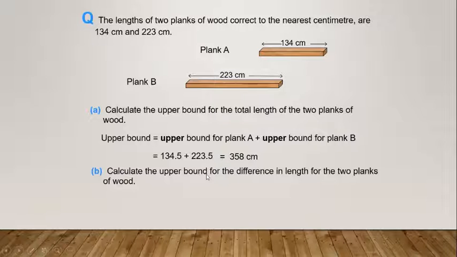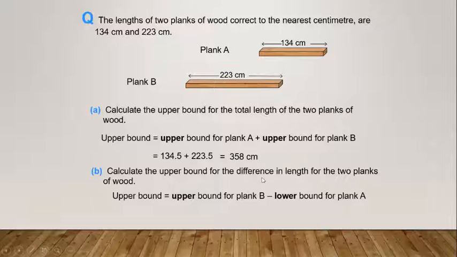You are asked to calculate the upper bound for the difference. Now when we are talking of the upper bound for the difference, we talk of the maximum difference. So very important, be attentive here, children. The upper bound for plank B minus the lower bound for plank A. If we are subtracting the lower bound for plank A, only then are we going to get the maximum difference. So when calculating the upper bound for the difference in length, it is very, very important that you subtract the lower bound of plank A from the upper bound of plank B.